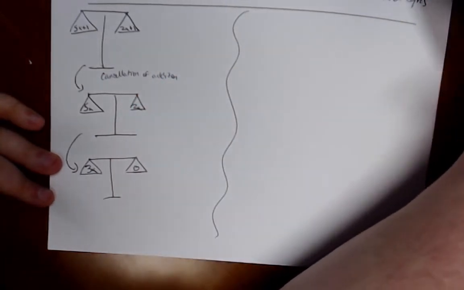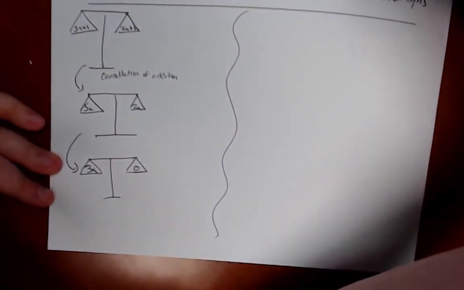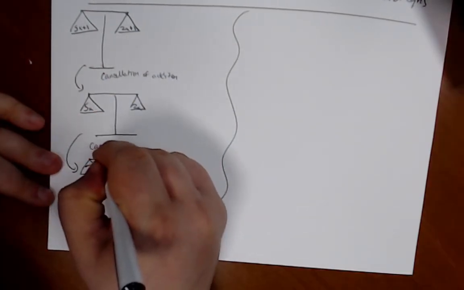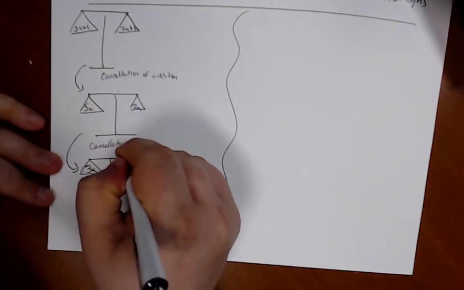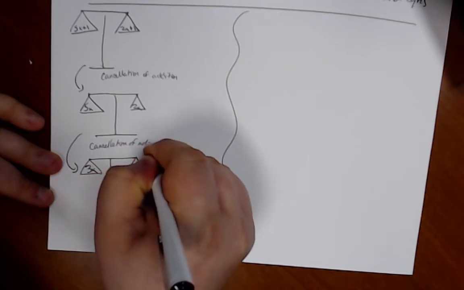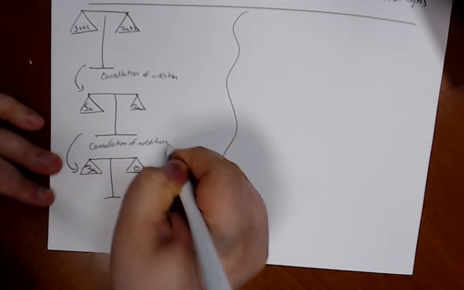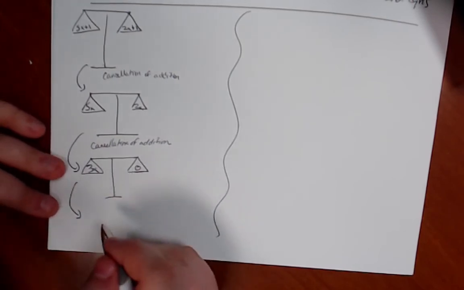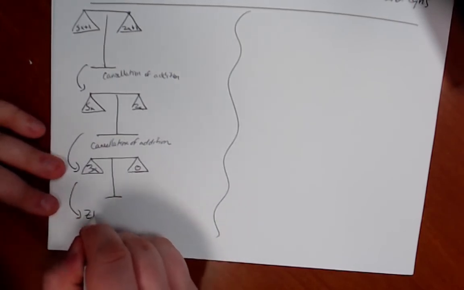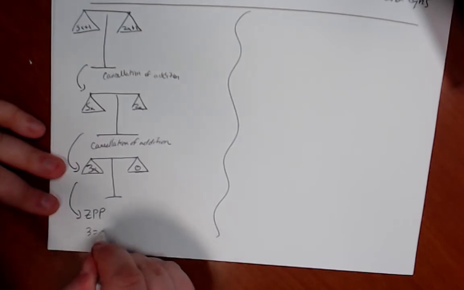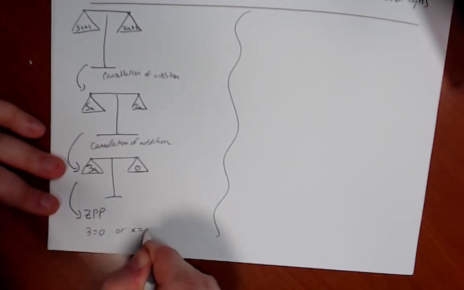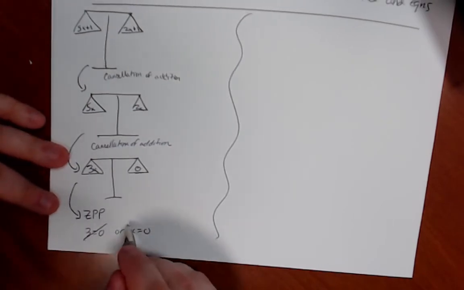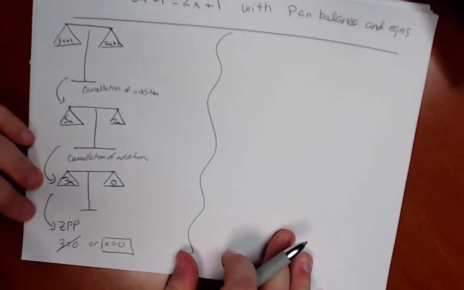And then I used cancellation of addition again. And then 3x equals 0 by our zero product principle. 3 equals 0 or x equals 0. Well, does 3 equal 0? No. X does. X equals 0.